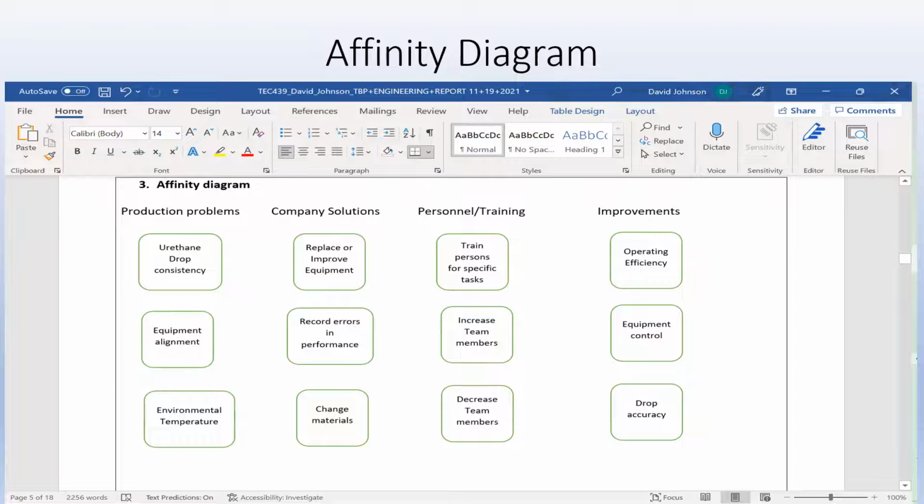Personnel training, that is, would involve train persons for specific tasks. That could not be emphasized more. Increase team members or decrease team members, but definitely specialize the training of the team members to suit the job. Improvements. Operating efficiency would have to be improved, equipment control would be improved, and drop accuracy would have to be improved.